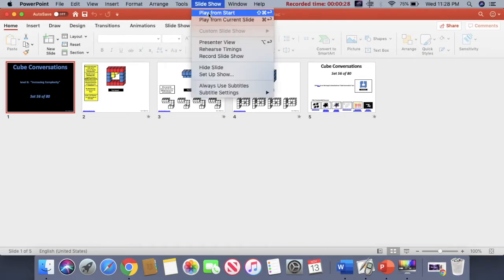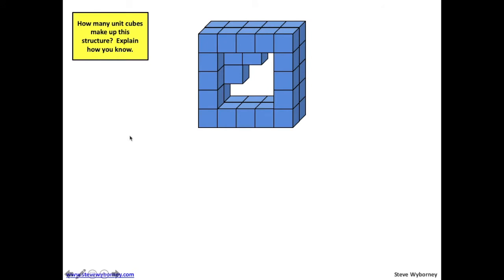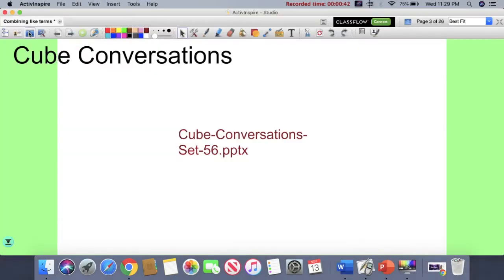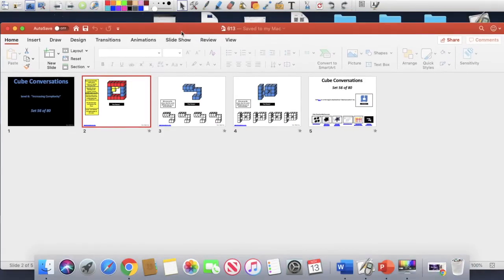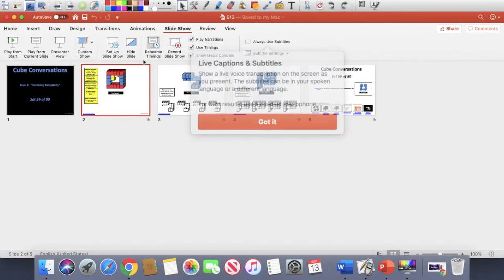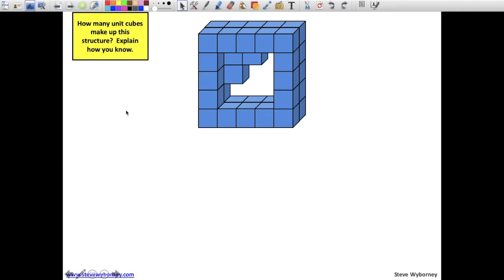Play the slideshow here. So I wanted you to tell me how many cubes are in here and how you're grouping them and how you're seeing this. Let me just give me a second here. There you go. Okay, so let's see. How would I group this? That's a tough one.